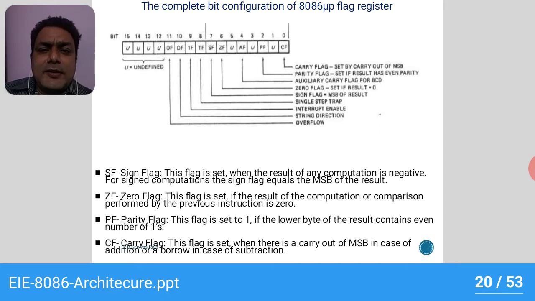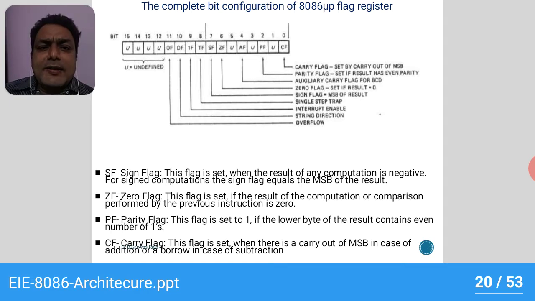Next one is the zero flag. This flag is set if the result of the computation or the comparison performed by the previous instruction is 0. That means if the result is 0, then the zero flag is set to 1. Next one is the parity flag.